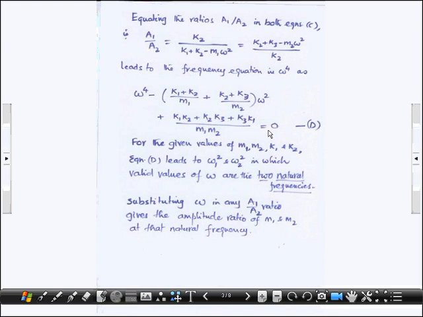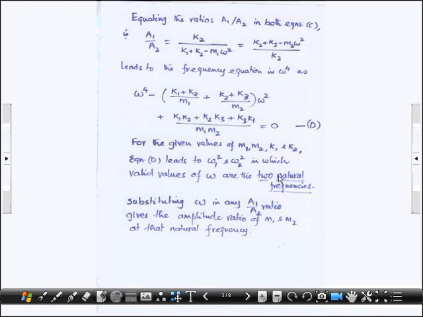This is called the frequency equation, which is of the fourth power of omega. The solution of this equation leads to omega 1 square and omega 2 square, which have both positive and negative values. We neglect the negative values of omega 1 and omega 2, and that leads to two positive values of omega 1 and omega 2.